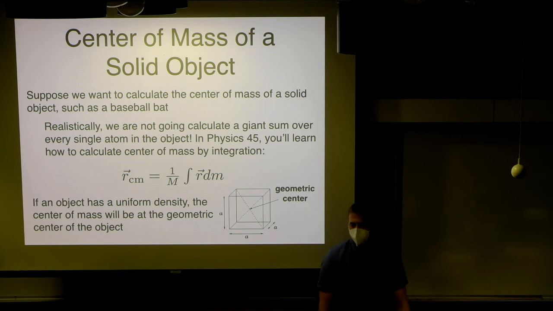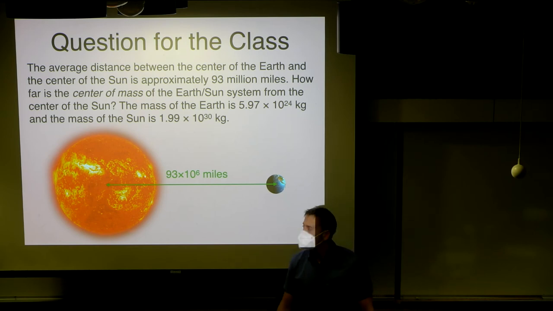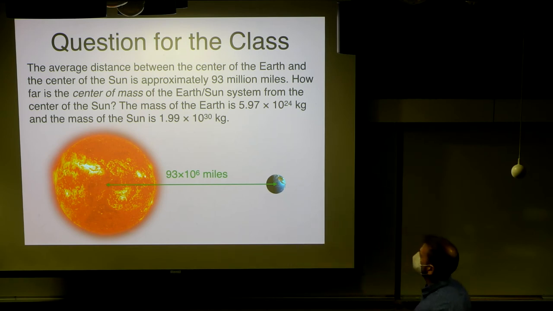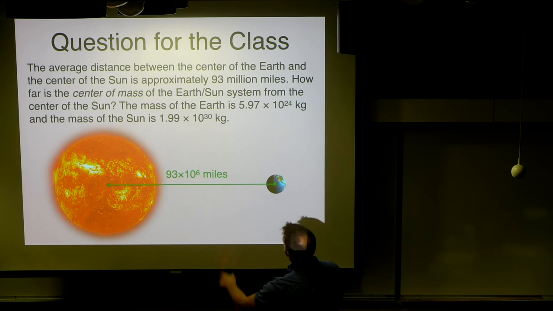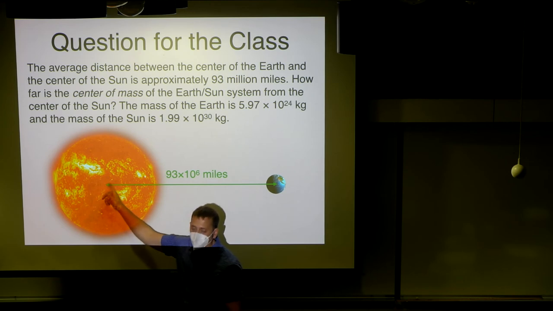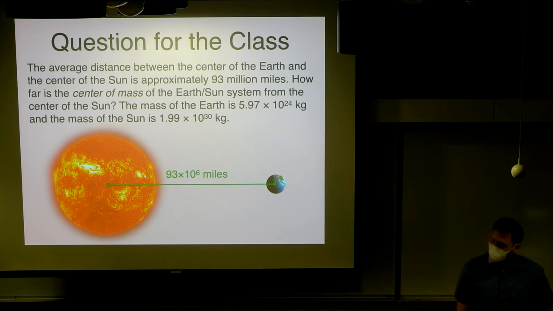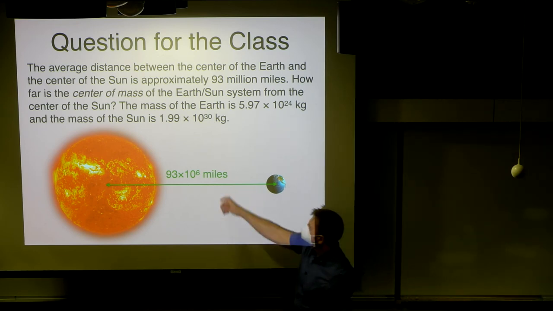So any questions on that? All right. So I want to give you one to try out. An interesting calculation we could do is, let's consider the sun and the earth together. That's our system. So where is the center of mass of the earth-sun system? Here's some data that's going to go into this. The earth and the sun are approximately 93 million miles away. So imagine the center of the sun and the center of the earth 93 million miles from each other. That's 93 times 10 to the 6 miles.